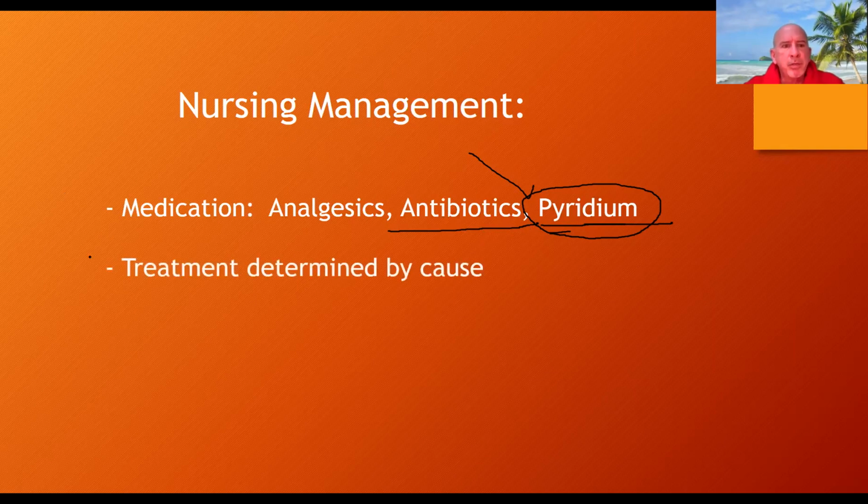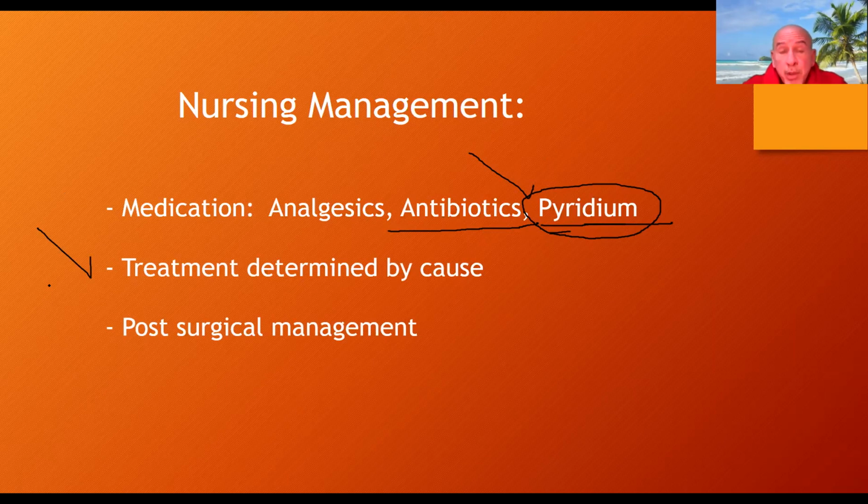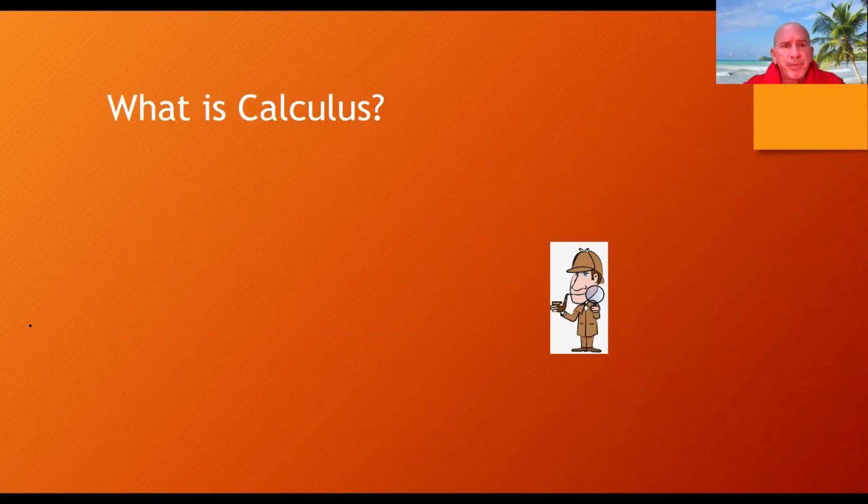What kind of medication is going to be, of course, determined by what the cause is. There's no need giving antibiotics to somebody with a swollen prostate. That's not going to do anything. And post-surgical management. If the individual has gone in for uroscopy, or if they've had a TURP or anything, you will have to manage them post-surgically, and we'll talk more about that when we get into those particular dysfunctions.